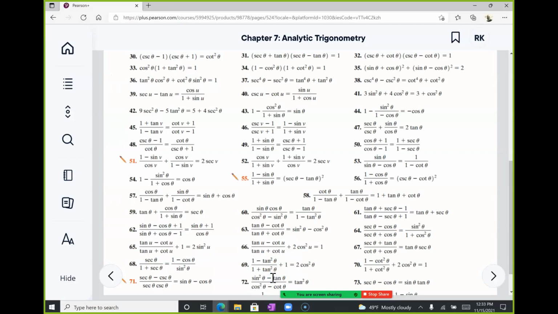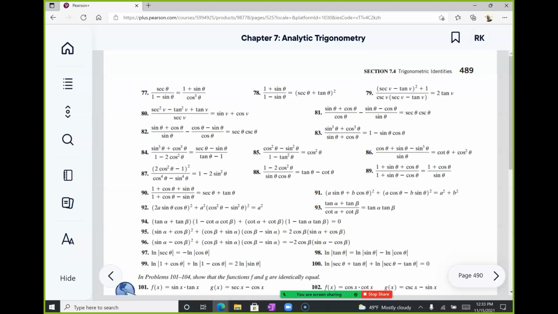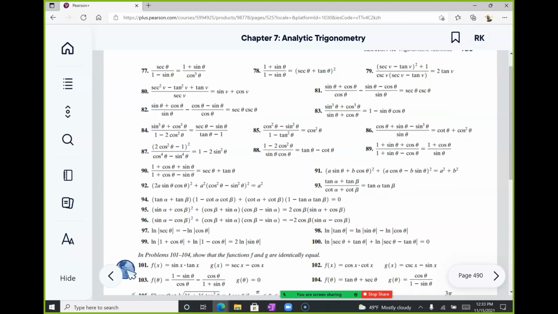Let's look at the next page here. Anything look interesting to anyone? Do 86. 90? Which one? 90? 90? Yeah, sure.